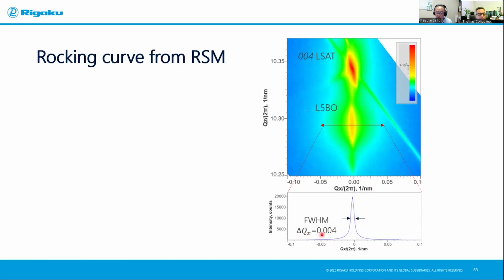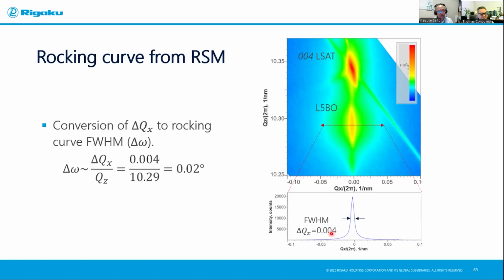It was delta QX 0.004. But the point is, we need to know the degree of the peak broadening. We are comfortable with the degree, but we are not comfortable with the reciprocal unit, right? I hope you agree. So let's convert from delta QX to the angle, the peak width delta omega in degrees. A very simple equation: delta QX should be divided by the QZ, which is 10.29 something. Then we got 0.02 degree. This is the rocking curve peak width you're looking for.